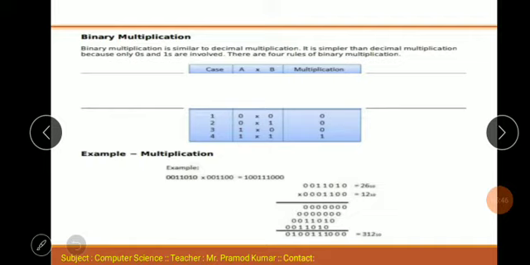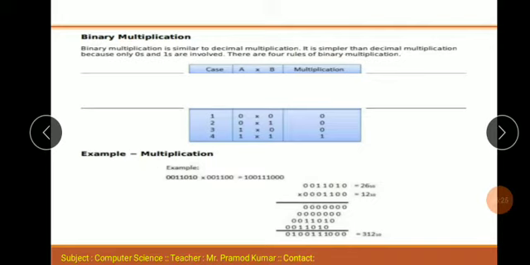Next, multiplication. Binary multiplication is similar to decimal multiplication, because only zeros and 1 are involved. There are 4 rules of binary multiplication. Here the case A into B and multiplication. 0 into 0, 0. 0 into 1, 0. 1 into 0, 0. And 1 into 1, 1, just like our mathematical multiplication.